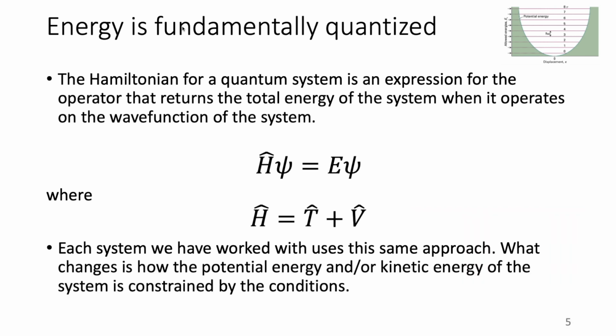Basically, so far, every system we've worked with uses this same approach of solving the Schrödinger equation. This is how we do most of the things we do in quantum chemistry in terms of trying to understand the theory behind what's going on. What changes from one system to the next, whether we're talking about a quantum harmonic oscillator, the particle in a box, or the hydrogen atom, is how we treat potential energy or kinetic energy based on how the system is constrained by its conditions.